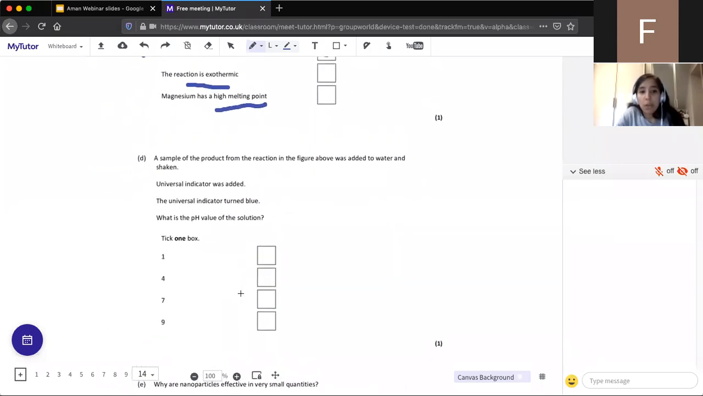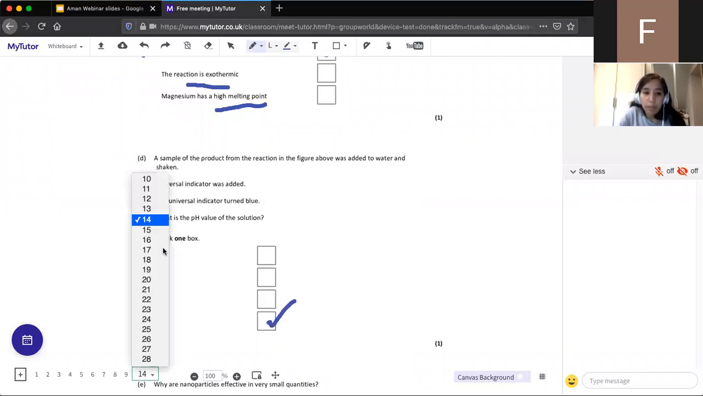So this is actually a question from something we did on Friday. It's about universal indicator. So if universal indicator turns blue, what's the pH value of the solution? Does anyone remember? So we went through indicators on Friday, I think. It might have been Monday. Alkali, excellent. So blue usually indicates alkali. So which pH value is alkali then? 9. Yep, excellent. So 7 is neutral, 1 and 4 are acidic, but 9 is alkali. Really good. Okay.